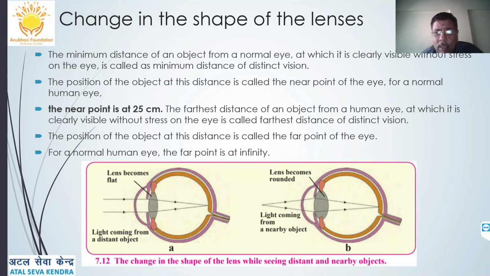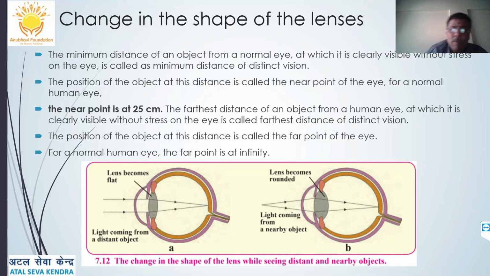Now, the important thing is change in the shape of the lenses, which is a very important topic, that is power of accommodation. Now, the minimum distance of an object from a normal eye at which it can be seen clearly or visible without any strain on the eye is called as a minimum distance of distinct vision.